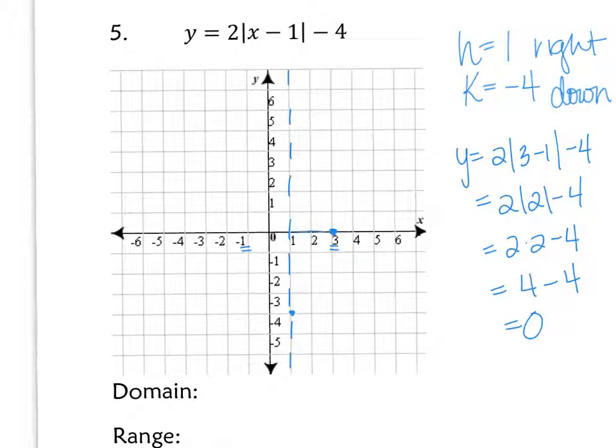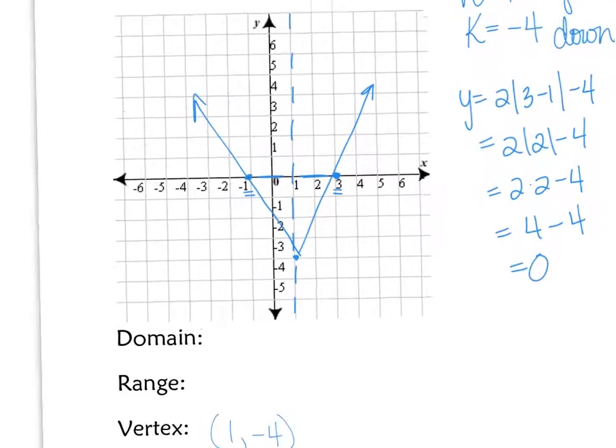Now, since this is 2 away, my graph reflects on the other side what that is going to look like. So it means I'm going to put another dot right there. Then I can draw with a straight edge 2 straight lines going through my graph.